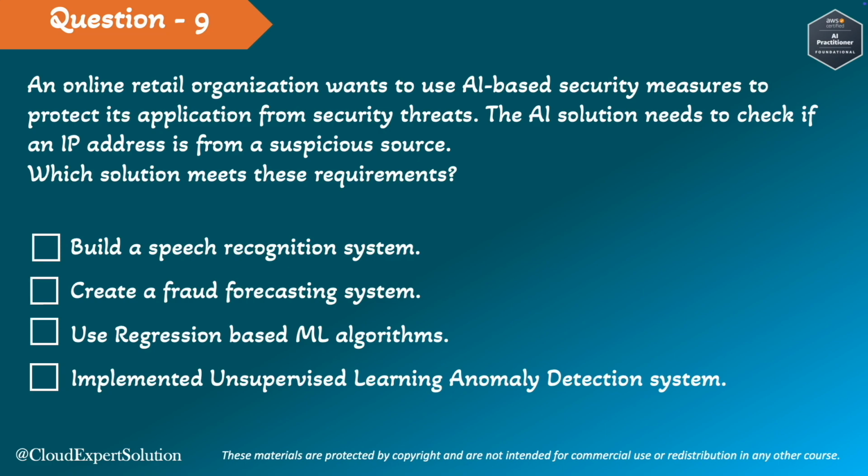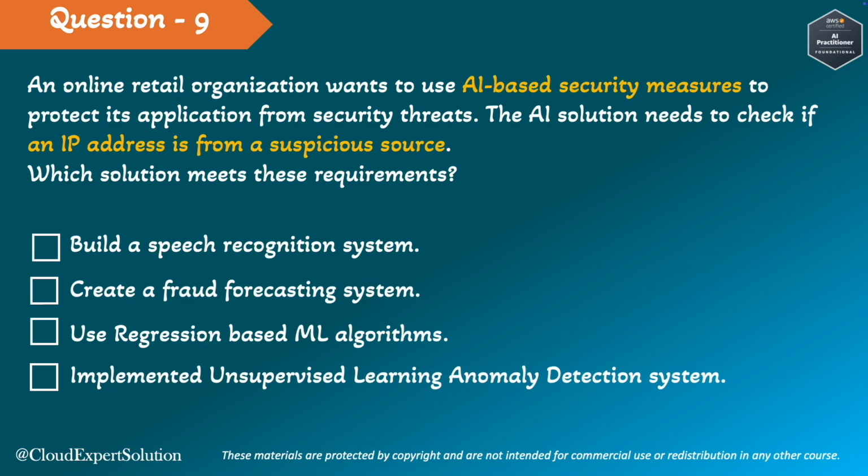Which solution meets these requirements? Let's identify important phrases from this question. It is talking about an AI-based security measure. An IP address is from a suspicious source. At first glance, this may seem like an application security question for a firewall, but it's hinting at anomaly detection.